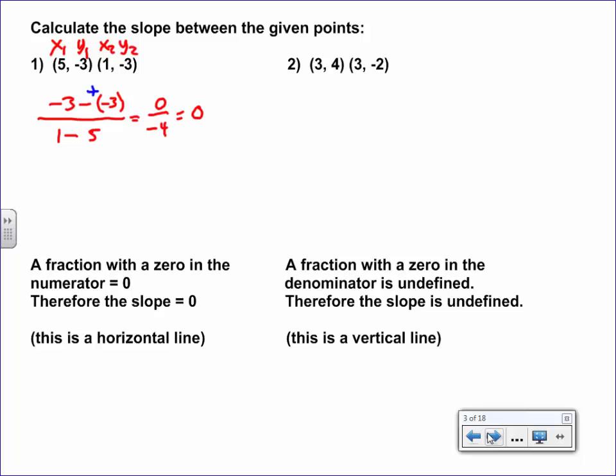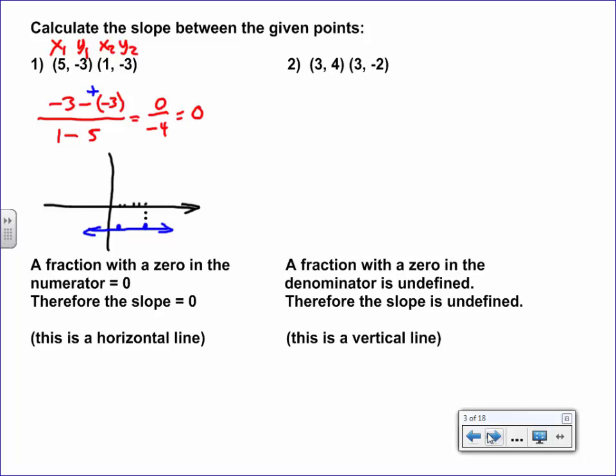So, just a quick sketch. If you had plotted these 2 points, 5, negative 3, and 1, negative 3, and drew a line between them, you would have had a horizontal line. This is said to have a slope of 0, like a 0-degree grade.